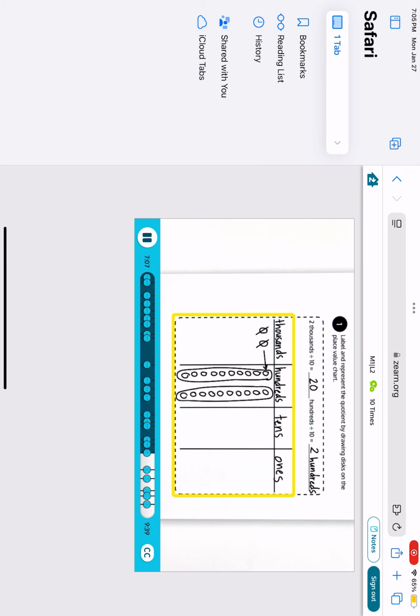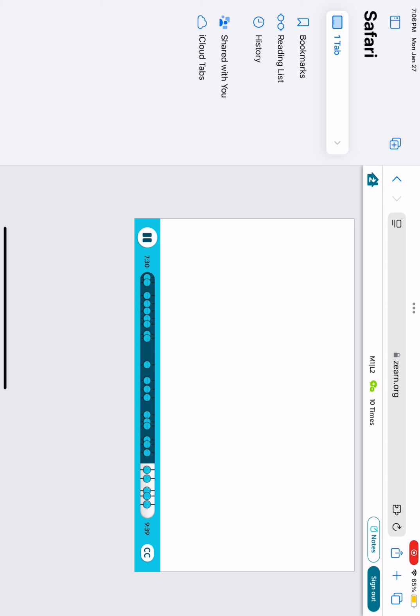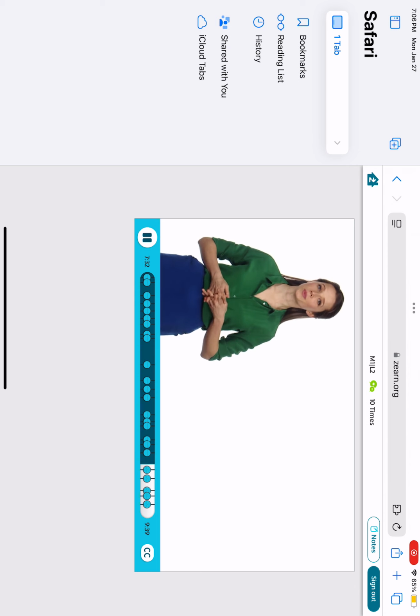Let's review our work and look for patterns on the place value chart using numbers rather than disks. We divided 2 thousands by 10. 2 thousands divided by 10 is 2 hundredths. The digits stayed the same, 2 here and 2 here, but what changed was the unit of the quotient. It moved one place value to the right. Let's keep multiplying and dividing by 10 on the place value chart.